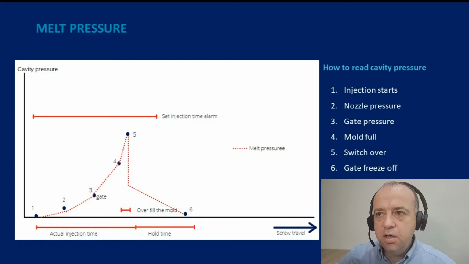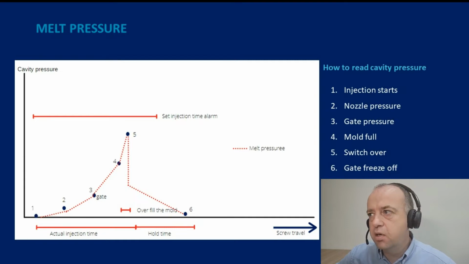On this graph here, we've represented the screw travel and injection time on the x-axis, and on the y-axis we have the pressure. We're going to consider this to be the pressure that we're reading from our molding machine, so the curve on our injection molding machine.